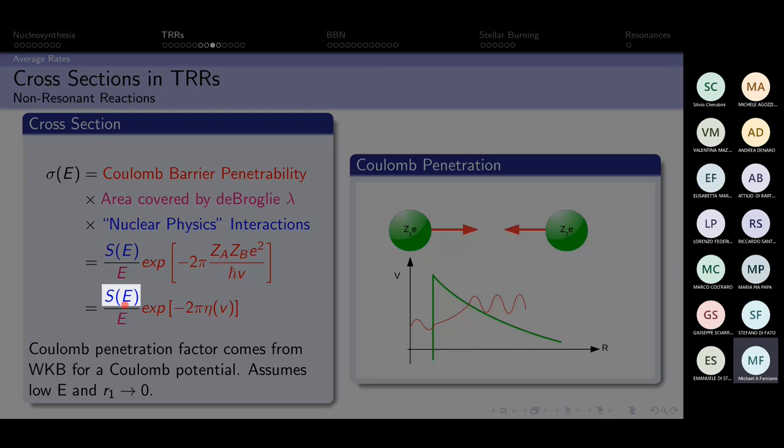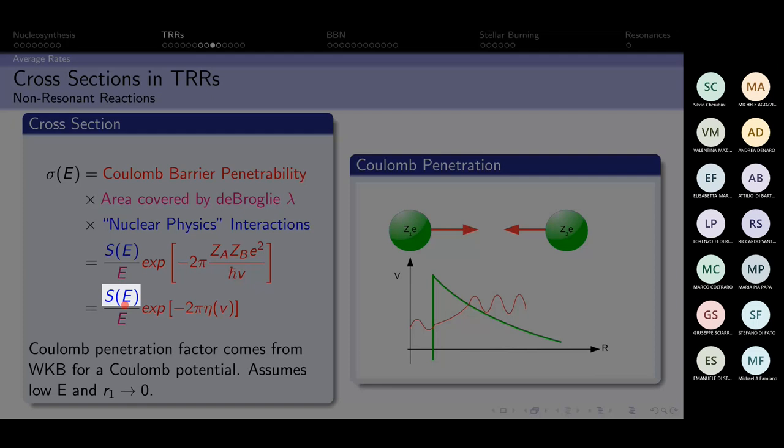Yes, question. Does the E in the denominator stand for energy or something else? Yeah, E in the denominator is energy. Yeah, and so I'm mixing my variables here, right? V can be energy, E could be energy. Yep.